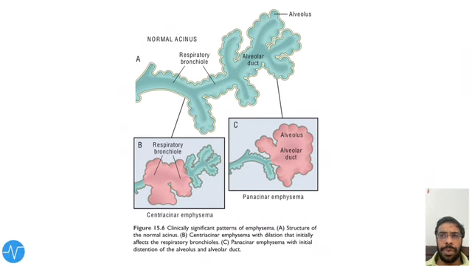This diagram shows that if the proximal part, which is formed by the respiratory bronchiole, is affected, then we'll get centri-acinar. If everything is affected, then we'll get pan-acinar emphysema.